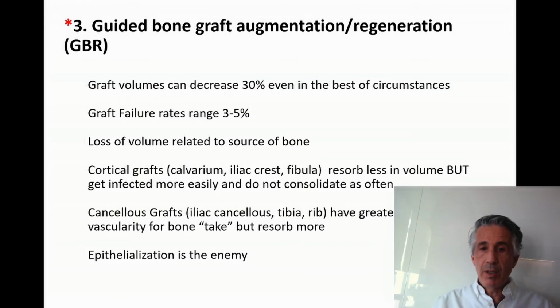The volume of bone is related to the source, the different sources that we see. A cortical graft, very hard bone, we can get it from calvaria, iliac, fibula, doesn't resorb very much, but it does get infected more because there's not as much of a blood supply. Cancellous grafts are mostly cellular, so inner iliac crest, all the cancellous bone from the tibia to the rib, they take a little bit more. The issue also is epithelialization. You have to block out epithelial cells from getting in the area, and that's what's meant by guided.